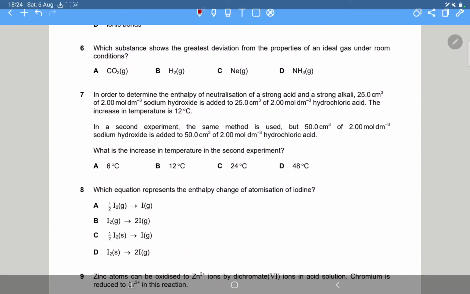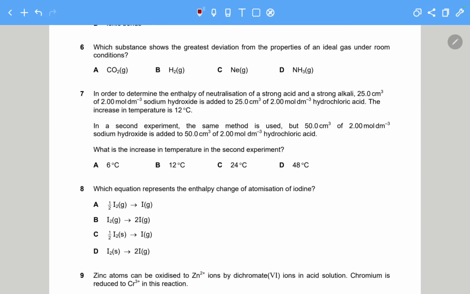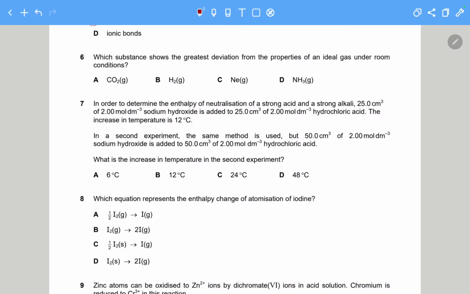Question number 6. Which substance shows the greatest deviation from the properties of an ideal gas under room conditions? To deviate from an ideal gas, remember, what are the properties of an ideal gas? An ideal gas does not have any interaction between the particles. The particles themselves have negligible volume, and they behave ideally in the sense they agree with the ideal gas equation, which is PV equals nRT. Now, the only gases that come close to ideal behavior are the noble gases.